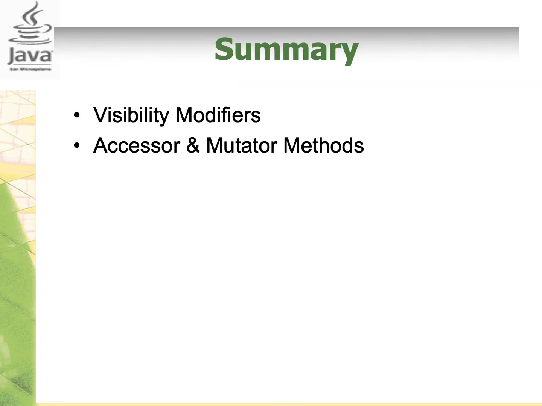To summarize, we have looked at examples of using the modifiers public, private, and default. We have also looked at how we can access and modify private data using accessor or getter and mutator or setter methods.